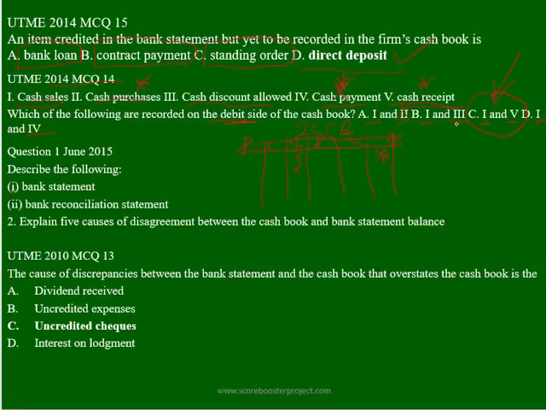If I make a cash sale, it will enter here. If I make cash, so the one that follows double entry principle, because when you say debit side, you must also be looking at what will be the corresponding credit side. So the option here is C.